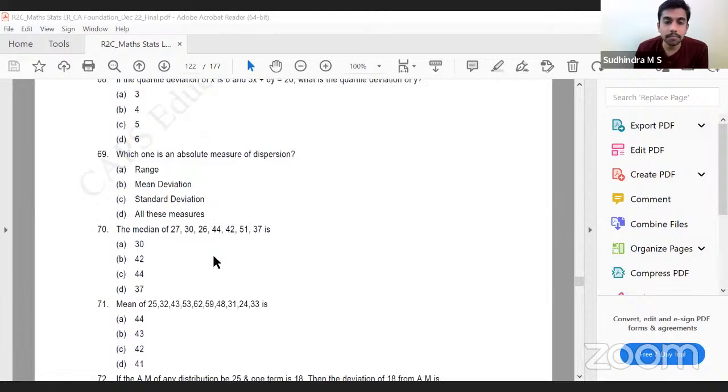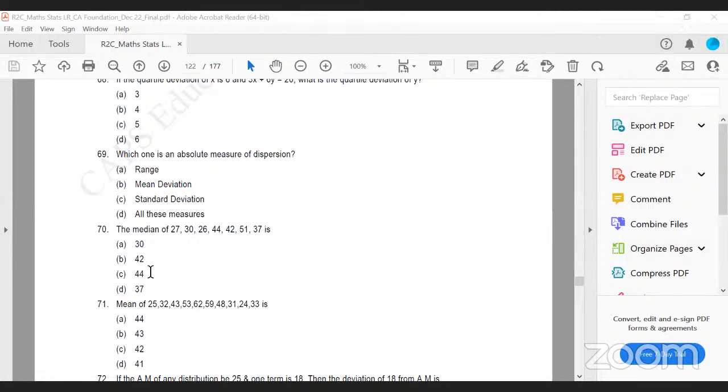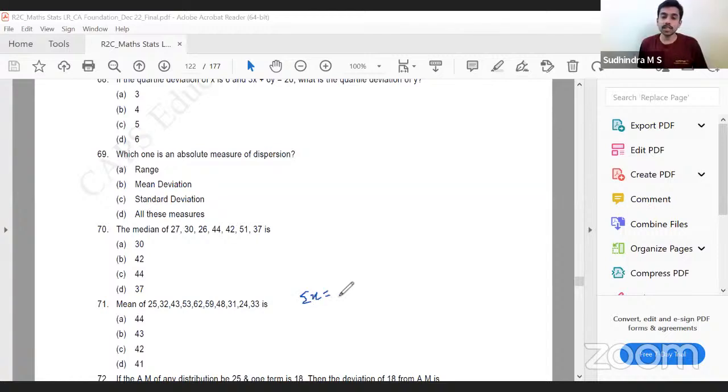Next one. Mean of the following. If we add up, we get summation x as 410. N is 10. There are 10 numbers here. So 410 divided by 10 is 41.